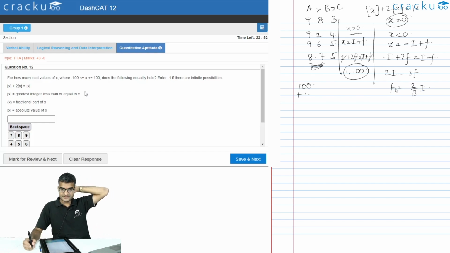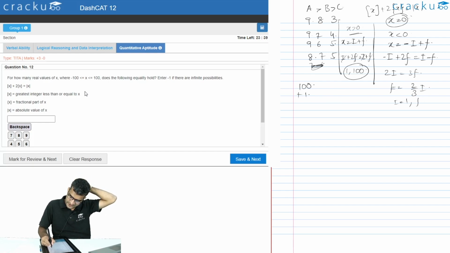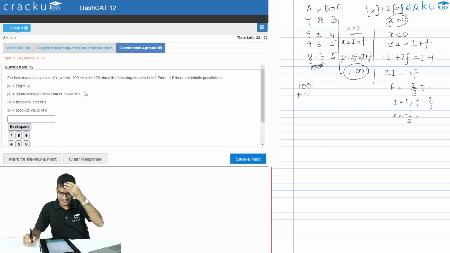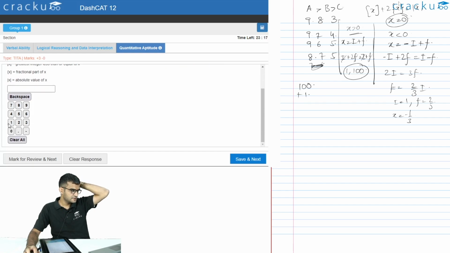But f has to be some number which cannot be equal to 0. It has to be less than 1. So I has to be equal to 1. I is equal to 1 and f is equal to 2 by 3. So x is equal to minus 1 by 3. So it has to be 1 or 2. That's it, right? It is holding for this, minus 1 plus 4 by 3. Yeah, seems like it. So 1 or 2 should be the answer. Let us look at the next question.